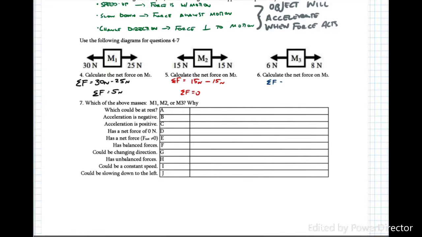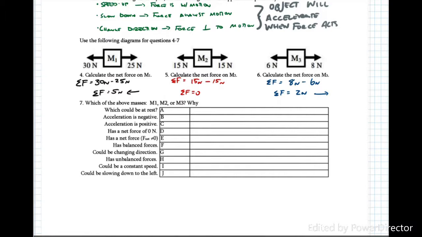For the last one, the net force is going to be 8 newtons minus 6 newtons. Net force is 2 newtons. Important about mass 1 is that 5 newtons points to the left. That's the negative direction. Mass 2, there's no acceleration. And mass 3, that 2 newtons points to the right.